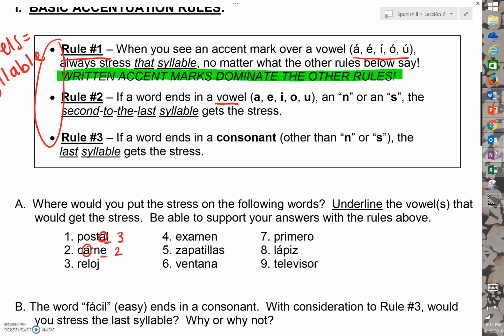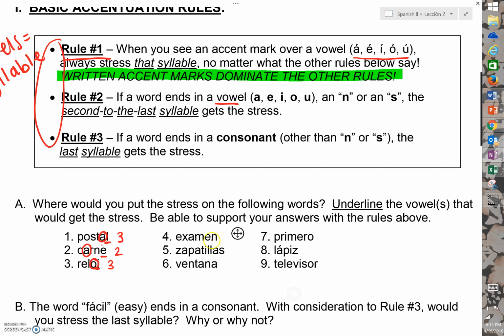Let's look at reloj. Reloj ends in a J. According to rule number 3, if a word ends in a consonant that is not N or S, the last syllable gets the stress. So the very last vowel in this word is going to receive the stress when we pronounce it. Reloj. Okay, emphasis on that O.